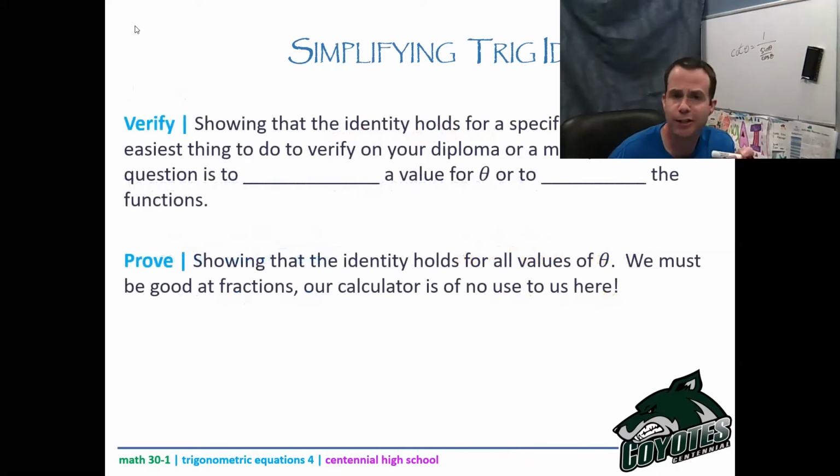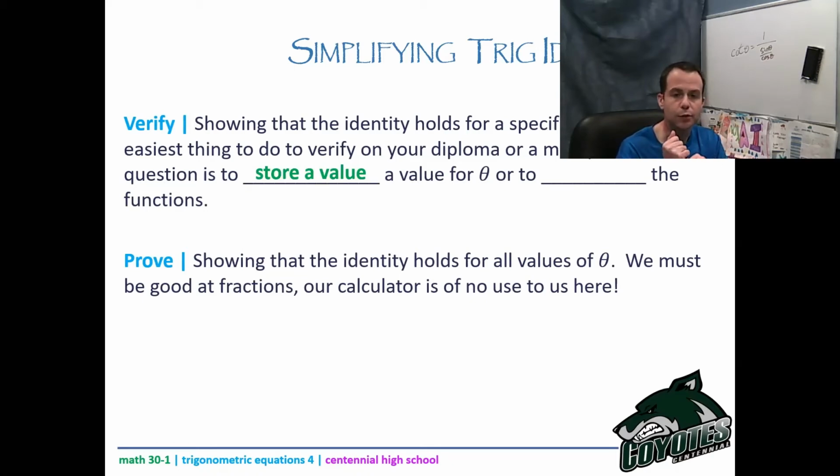So now I just said these words, so I might as well introduce them to you and start some formal definitions here. To verify means you're showing the identity holds for a specific value, okay? The easiest thing to do to verify on your diploma or a multiple choice question is just plug in a value. You can do that by hand: pick a value, plug it in for theta or for x or whatever, and show that the left side equals the right side.